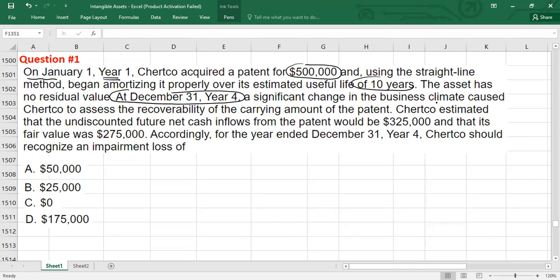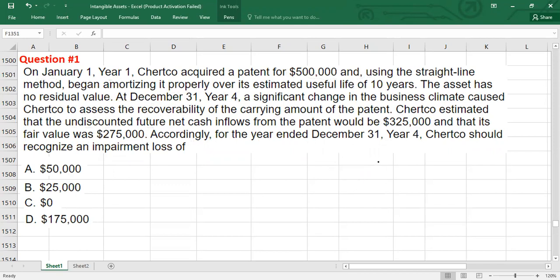A significant change in the business climate caused C to assess the recoverability of carrying amount of patent. C estimated the undiscounted future net cash flows from the patent would be 325,000, and that its fair value was how much? 275,000. Accordingly, for the year ended 31st December year 4, C should recognize an impairment loss of how much, guys? Simple. First of all, you have to compare at the end of year 4. You are sitting at the end of year 4. You have to compare carrying value with the undiscounted cash flows because this asset is having a finite life.